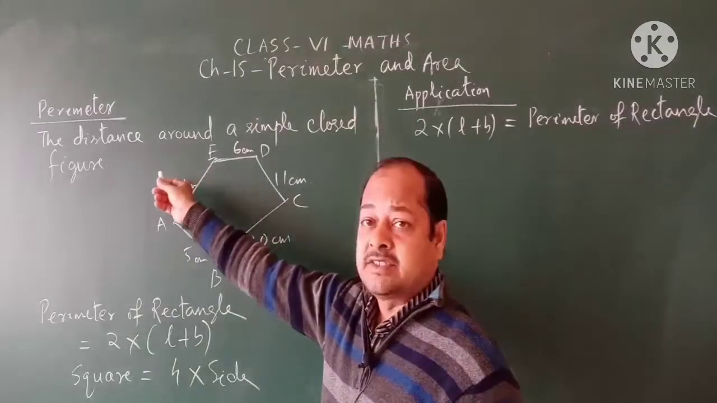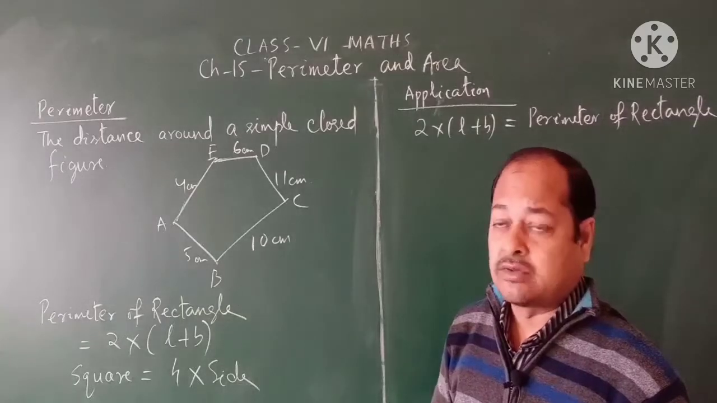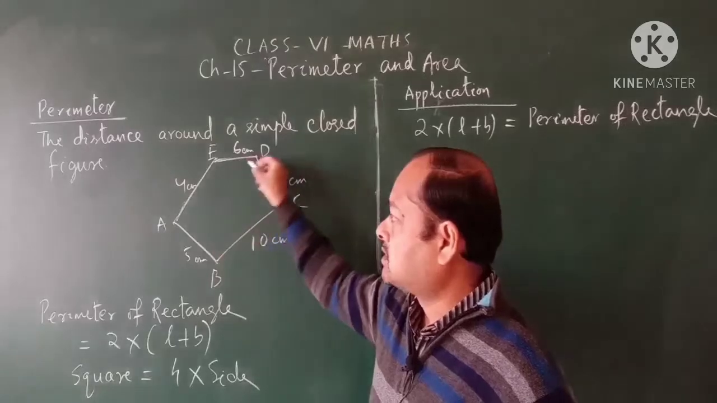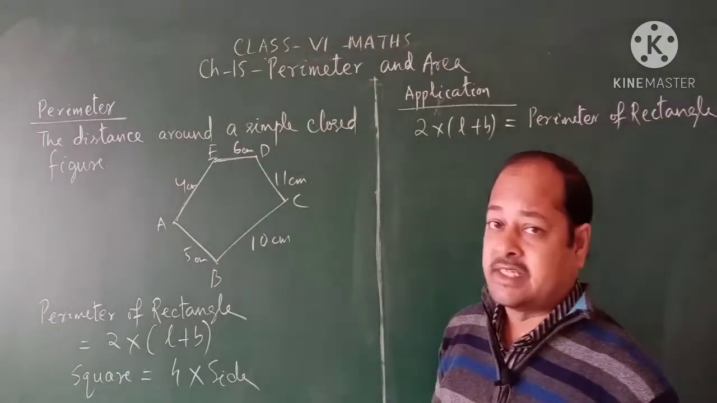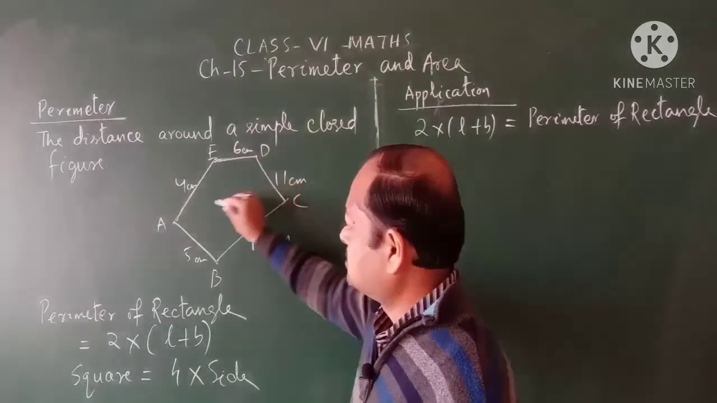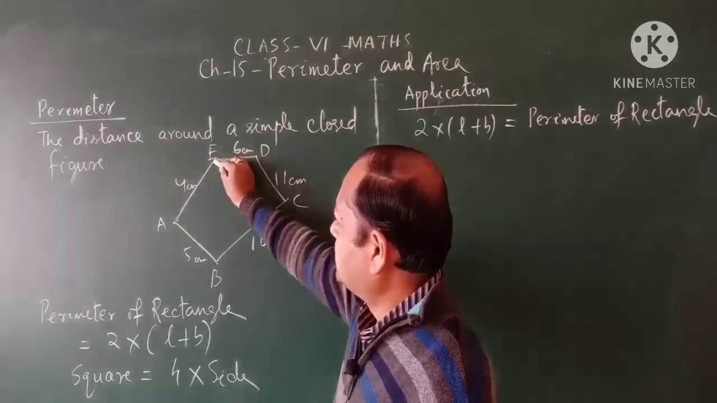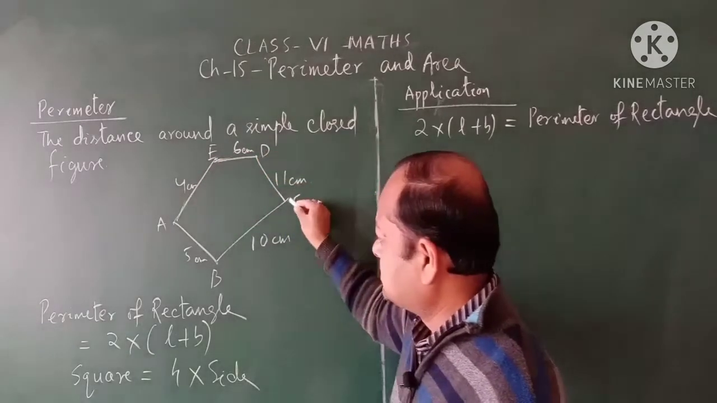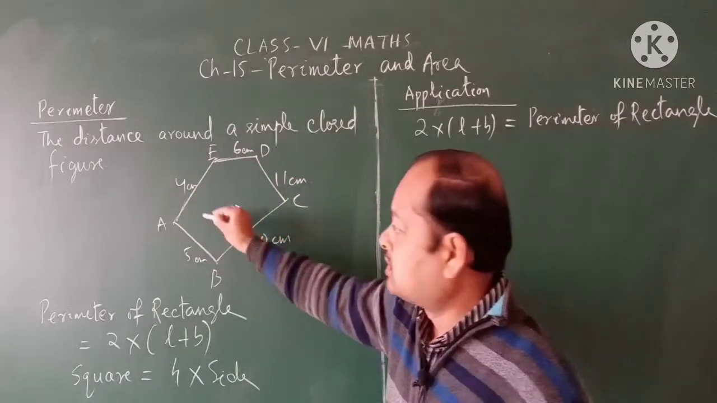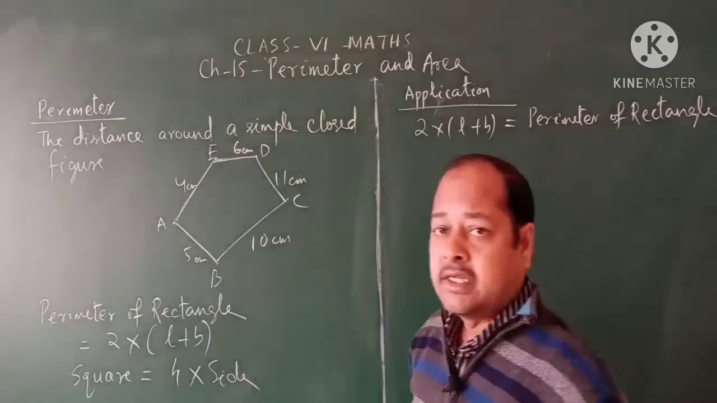The definition says that perimeter is the distance around a simple closed figure. So what is a closed figure? See this figure here, it is closed everywhere, so this is a closed figure. It is the distance covered. Suppose we start from A to E, then E to D, then D to C, then C to B, then B to A. The total distance covered throughout this figure is called its perimeter.